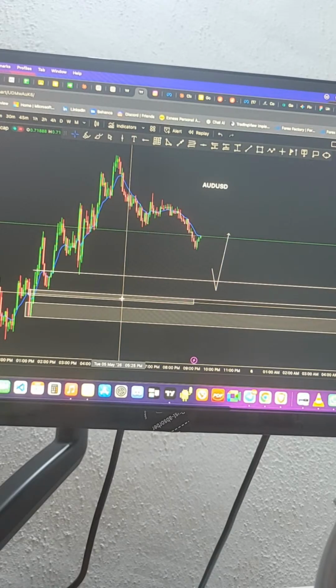So I just set my pending order. I'm waiting for price to come to that zone, and let's see how it's going to play out. If you are taking the trade, make sure you are not over leveraging your account. Risk properly, risk like a professional, don't risk like a gambler. So risk like a pro.